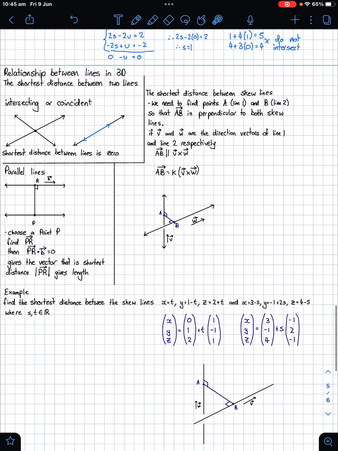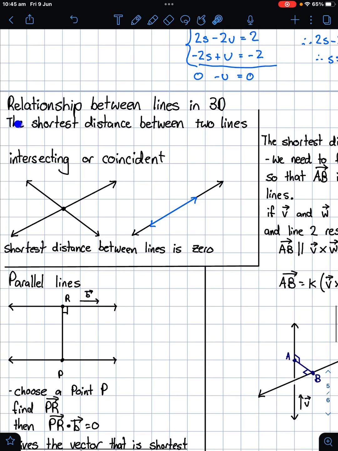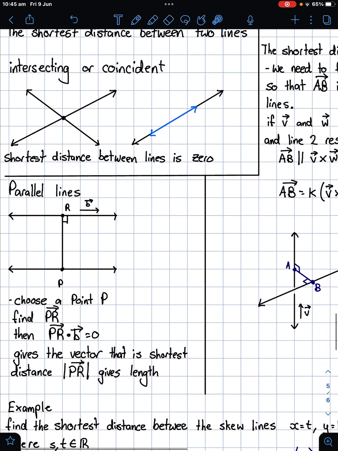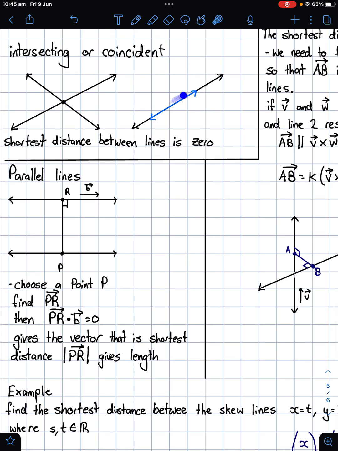All right, so the final bit of this, we're looking at the shortest distance between two lines. So we've looked at the relationship between different kinds of lines, and we're now looking at finding the shortest distance between them. So the first set is intersecting or coincident lines. If you find a line is intersecting or coincident, the shortest distance between them would be 0. They have a point where they intersect, which means 0 distance.